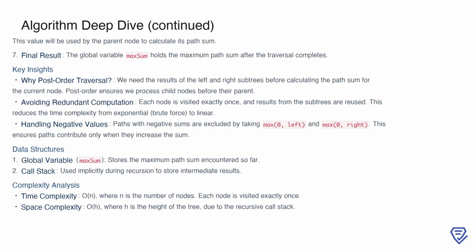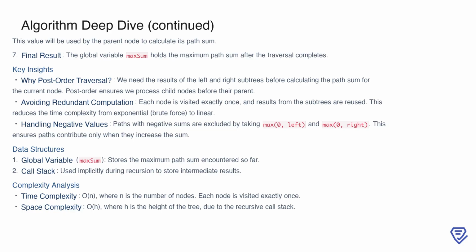The downward path sum returned is critical for the parent node's calculations, enabling the algorithm to propagate information from child nodes to their parent efficiently. After the traversal is complete, the global variable maxSum holds the maximum path sum in the entire tree. Post-order traversal is essential here because it ensures we process the child nodes before their parent, allowing us to compute subtree results before using them in parent calculations.